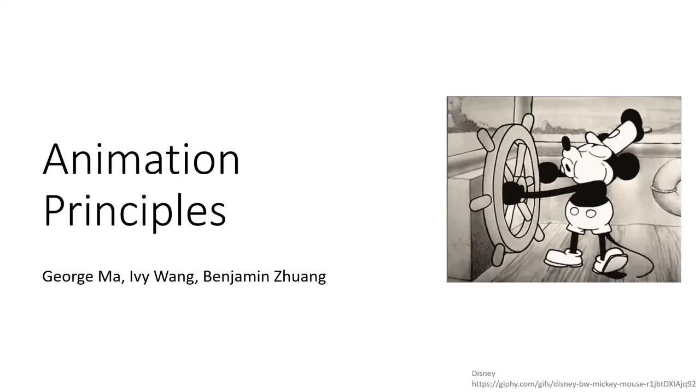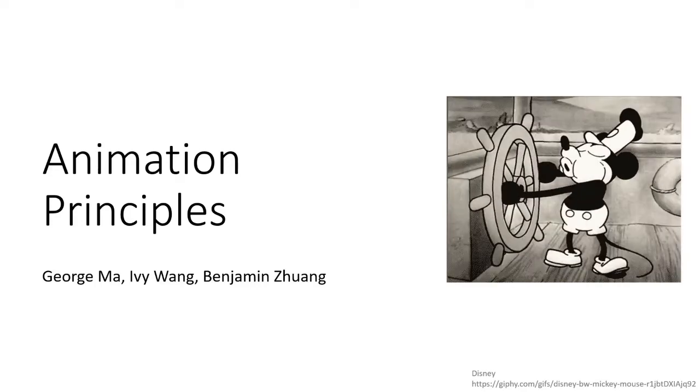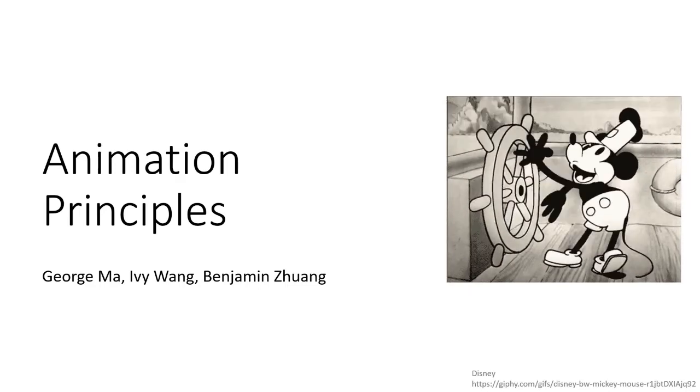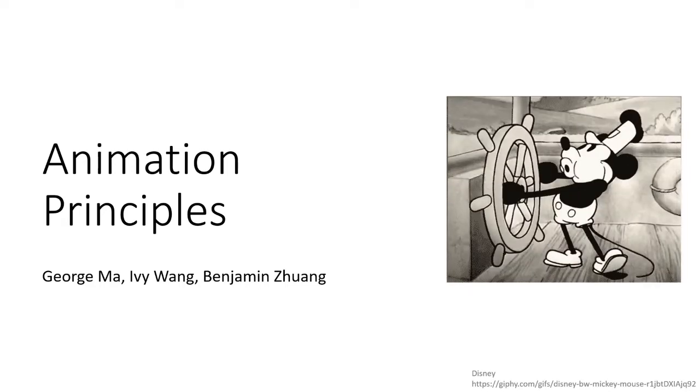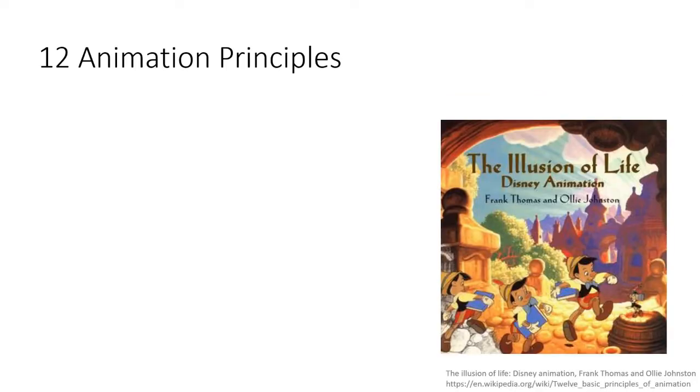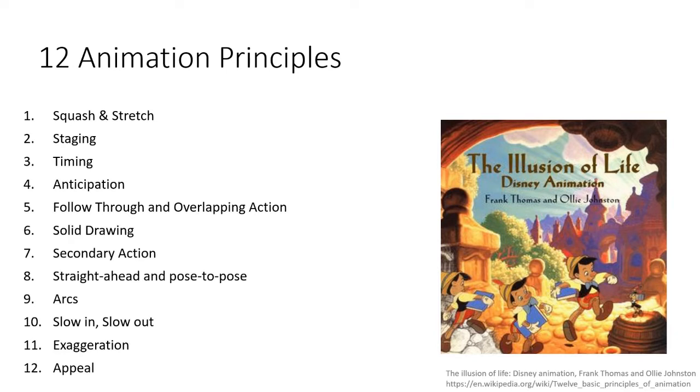Look at this lovely Mickey Mouse. Do you wonder how Disney brought alive their charming cartoon characters? The book called The Illusion of Life: Disney Animation has introduced 12 basic principles as a guideline for making animated characters. It can help the character communicate their personality and moods in a more convincing way. We will cover all 12 of them for you in this lecture.